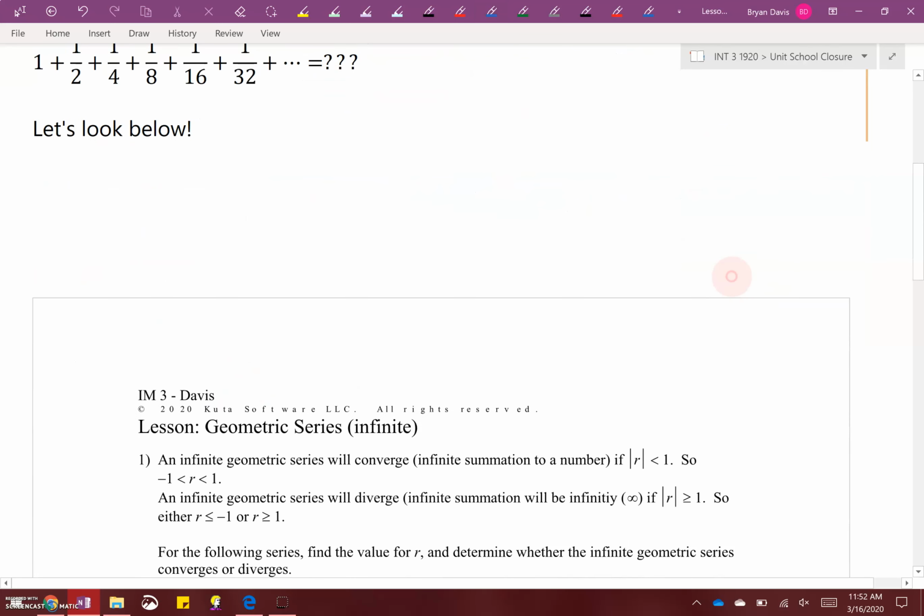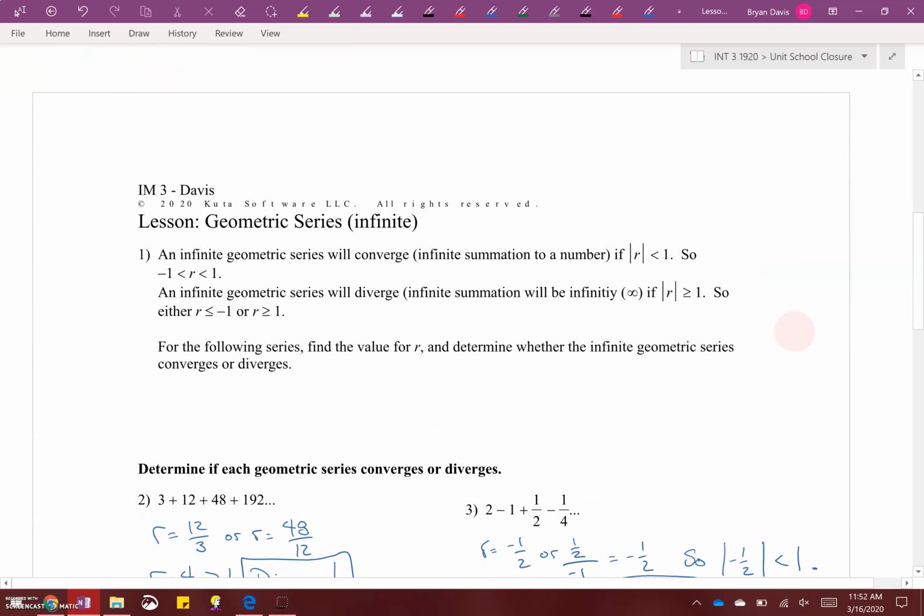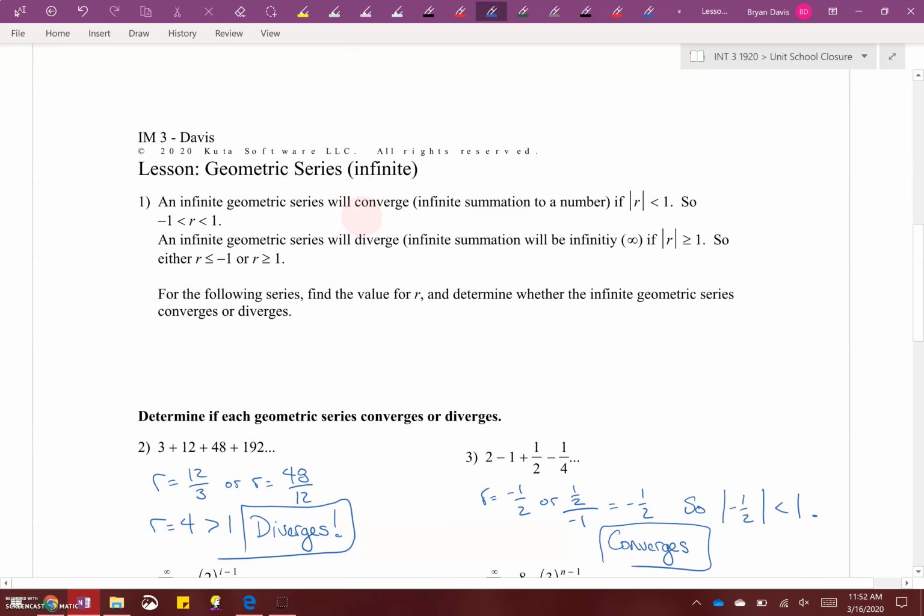So, some introductory work. An infinite geometric series will converge, which means it's going to have some infinite summation that will become a number, not infinity, if the absolute value of r, that common ratio, is less than 1. So if r is between -1 and 1, not being -1 or 1, then that geometric series will converge. But an infinite geometric series will diverge, meaning its infinite summation will be infinity, if the absolute value of r is greater than or equal to 1.